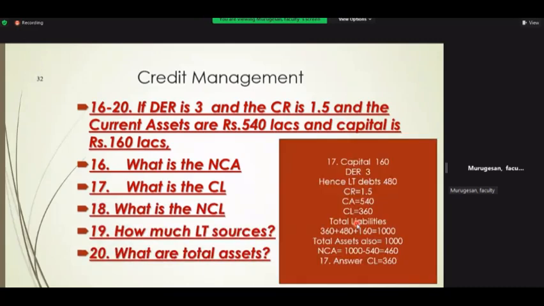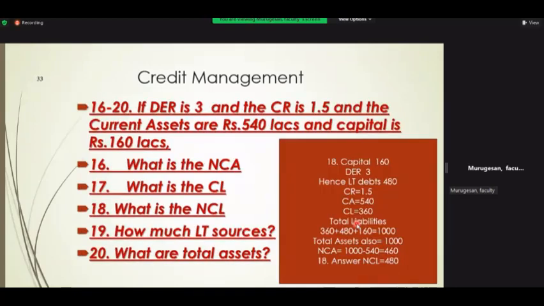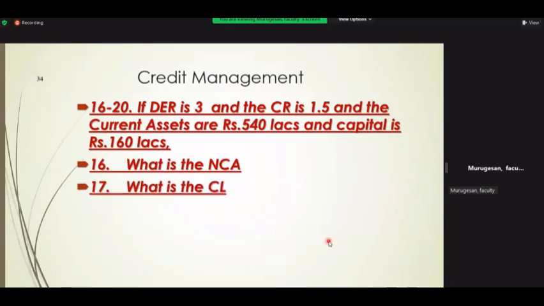Okay, so 20 questions resolved. This is the end of level 1. So level 1, all step by step, all the 5 steps. Okay, 18 is resolved. 19 is resolved.